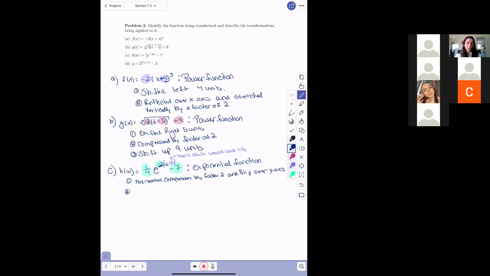Now we have to ask ourselves, do we have any vertical compression or stretching happening? Yes. All right, and what is it? Would it be a stretch by a factor of 4? So remember with vertical, if it's a fraction, we're compressing. Oh, that's right. So vertical compression by factor 4. We're not flipping over the x-axis because this 1/4 is positive. So lastly, do we have any vertical shifting? And if so, what way and how many units? Shifted down 7 units. Good. Great. Any questions there?